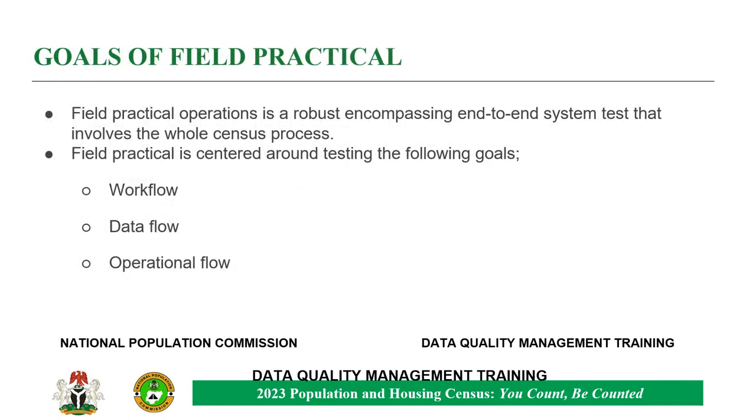Goals of field practical. Field practical operations is a robust, encompassing end-to-end system test that involves the whole census process, meaning in the field practicals we'll be testing end-to-end every component involved in the census process, and it's going to be centered around testing the following goals: workflow, data flow, and operational flow.